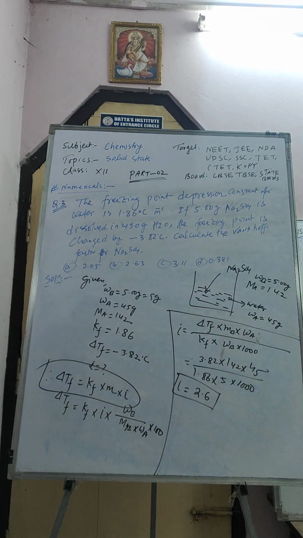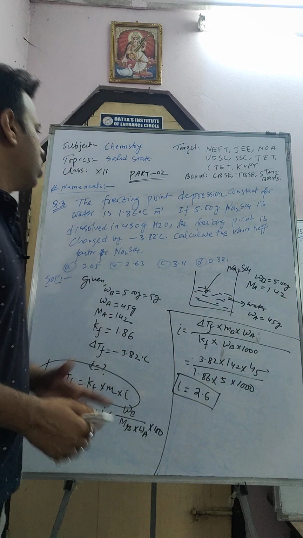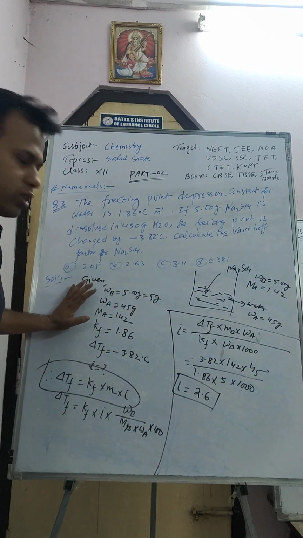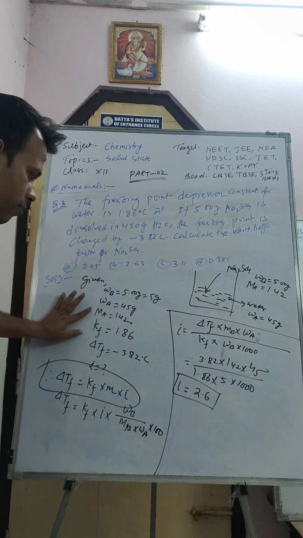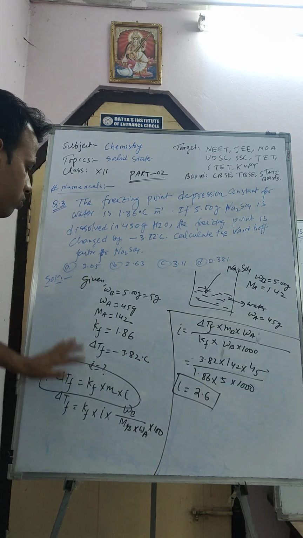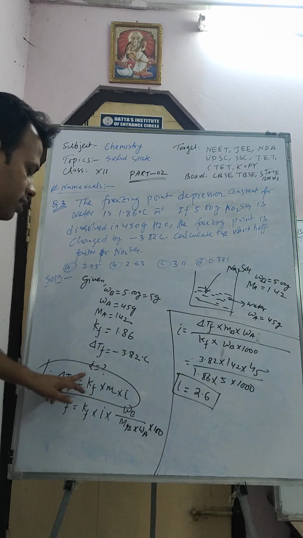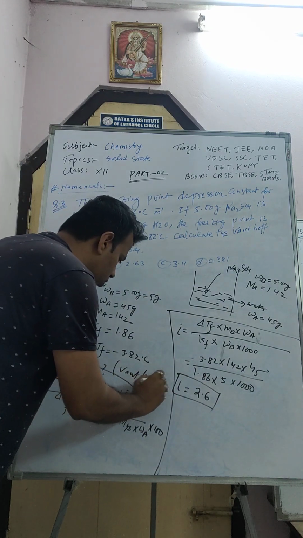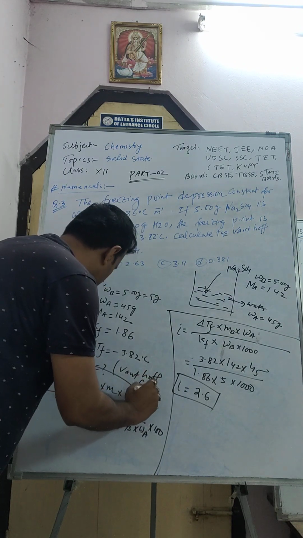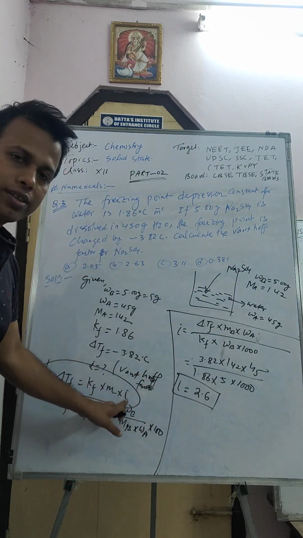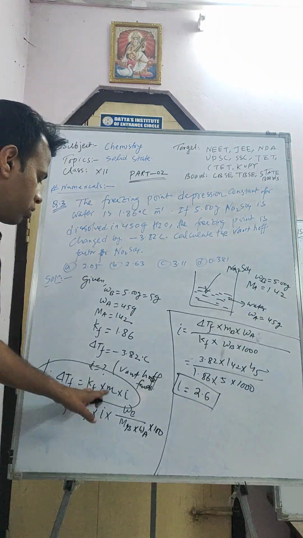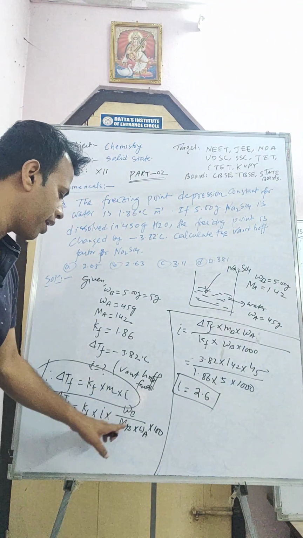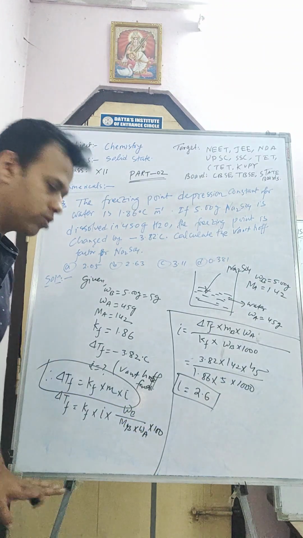I will be 2.6. So what I am doing here, I just write down the given values here: WB, WA, MB, Kf, del Tf, and we have to find out i. i is the van't Hoff factor here. So del Tf equal to Kf into m into i. I put the value of m here. M is molality, WB by MB into WA into 1000.